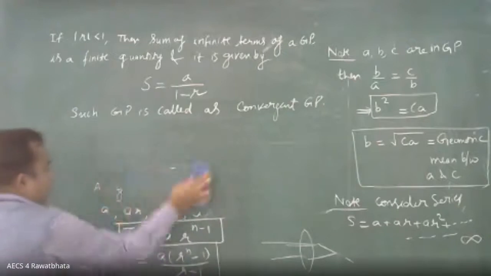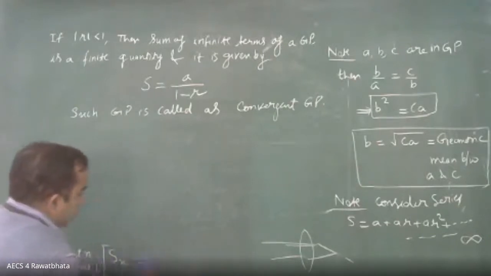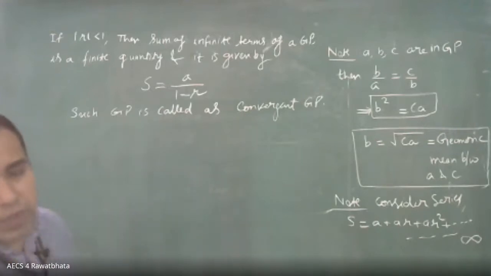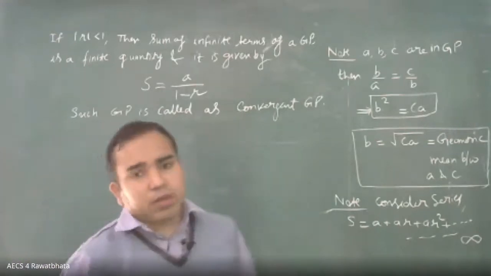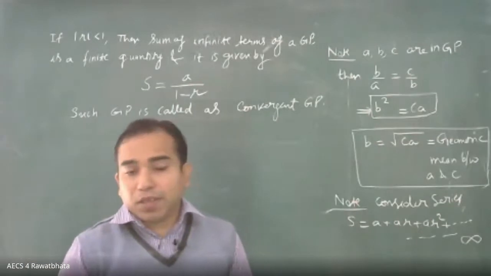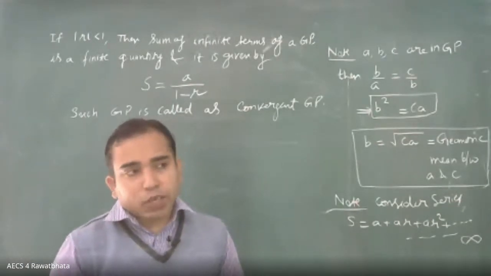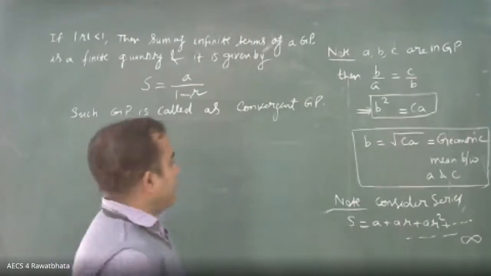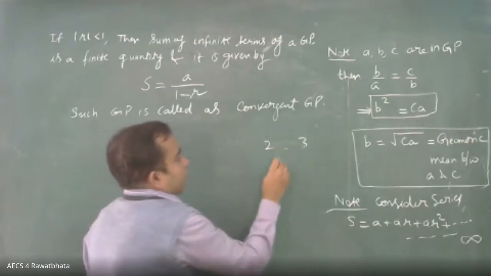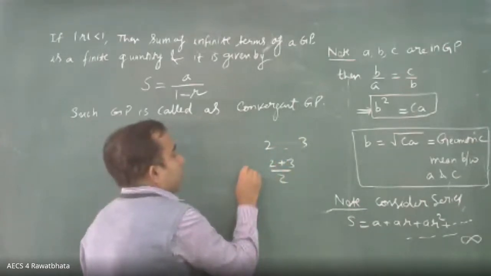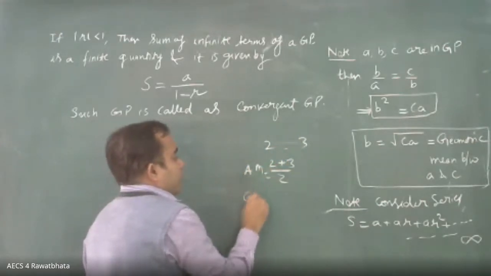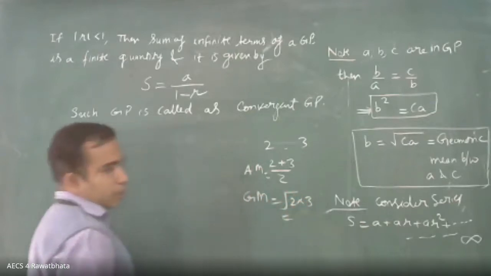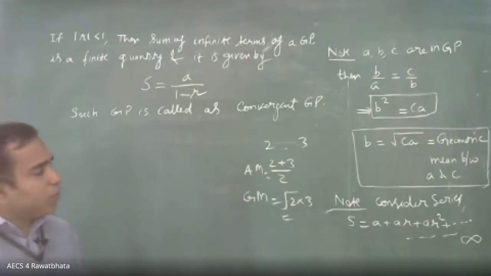Which one is bigger? AM is bigger or GM is bigger? If I take two numbers, A and C, then obvious curiosity must be there that which one is bigger, AM or GM. You can take two numbers and you can calculate them. Two and three, suppose you take, and 2 plus 3 whole upon 2 will be AM. That you can find, and GM will be root of 2 into 3, root 6. Then, can someone tell me which one is bigger?